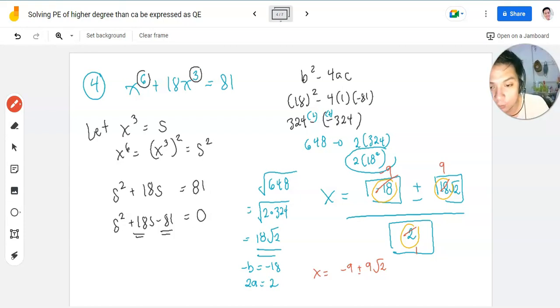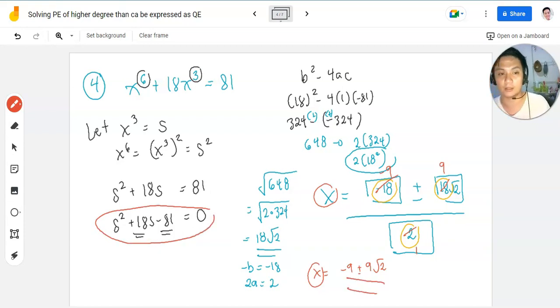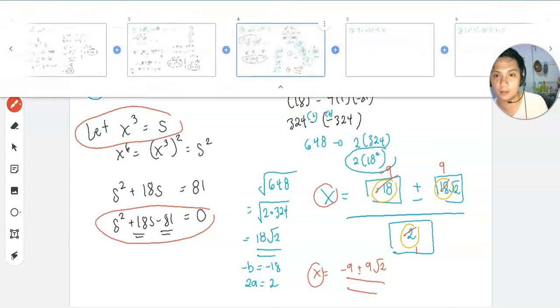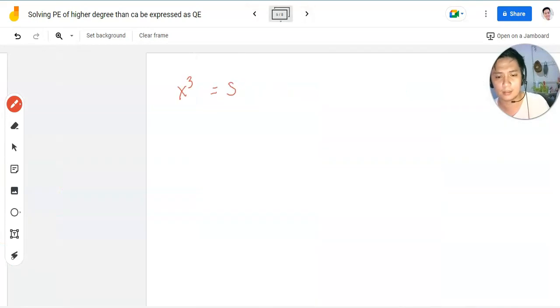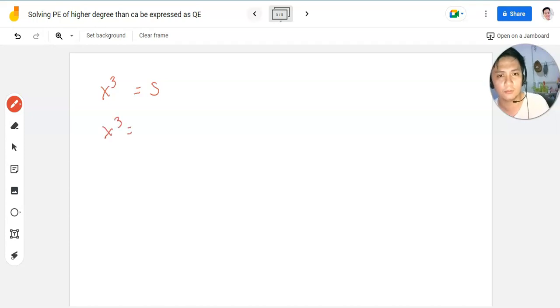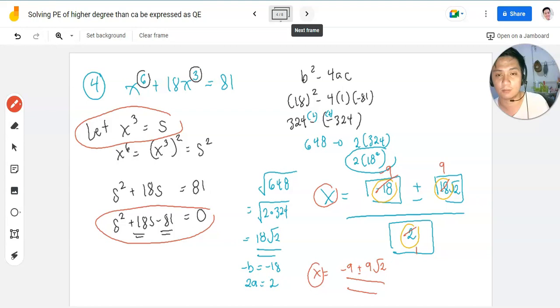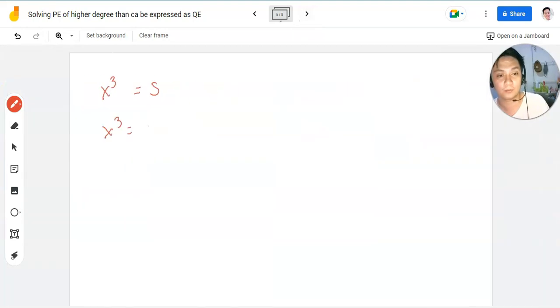Okay? So, again, bumalik lang tayo sa x kasi nga we used the quadratic formula kanina, di ba? So, ito yung roots, kumbaga, ng equation na to. Meaning, the values of s are these. Na i-equate natin dito sa x cubed. So, let's show that sa next frame natin. Okay, kailangan ko lang mag-duplicate or create ng blank frame dito. So, x cubed equals s. So, x cubed is equal to negative 9 plus or minus 9 square root of 2.